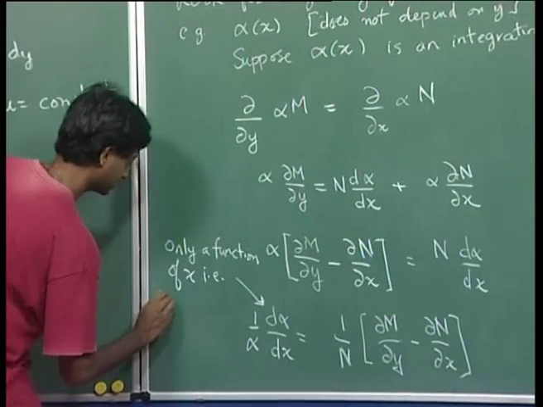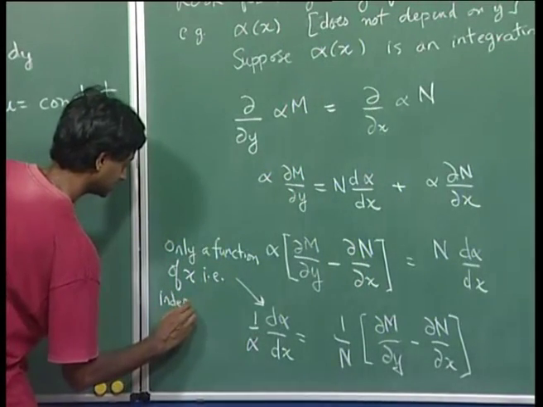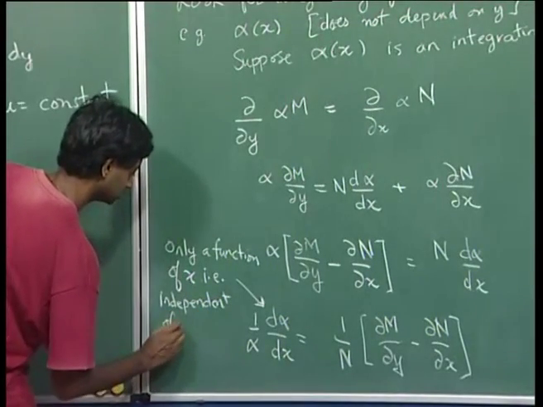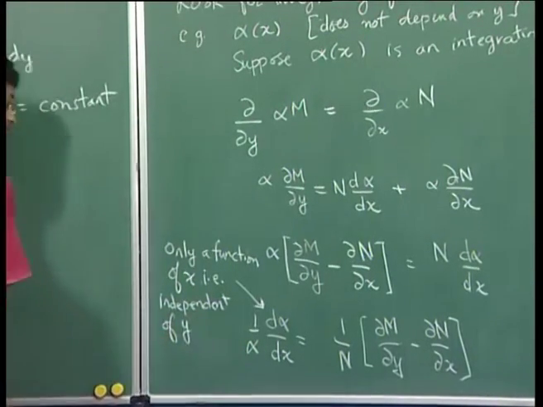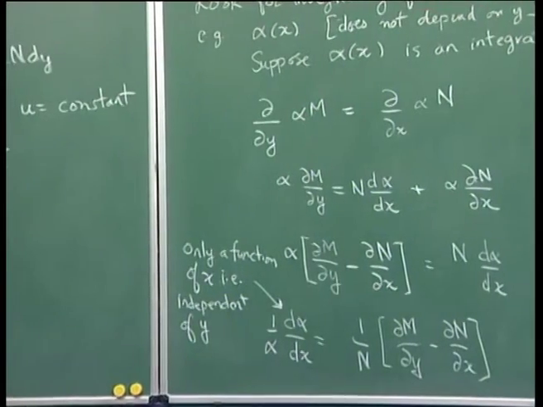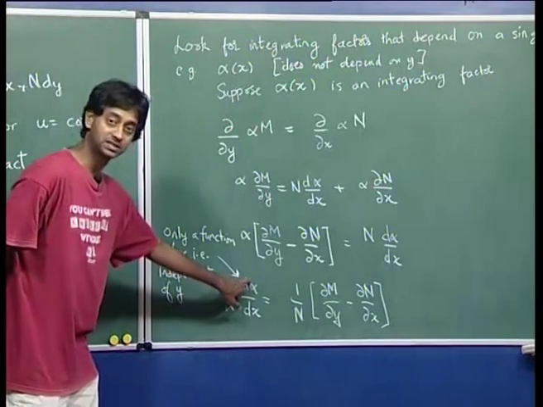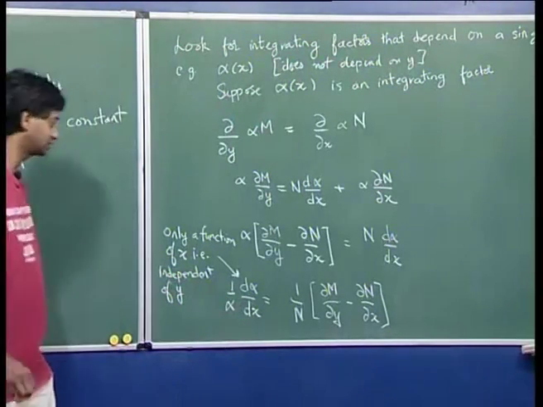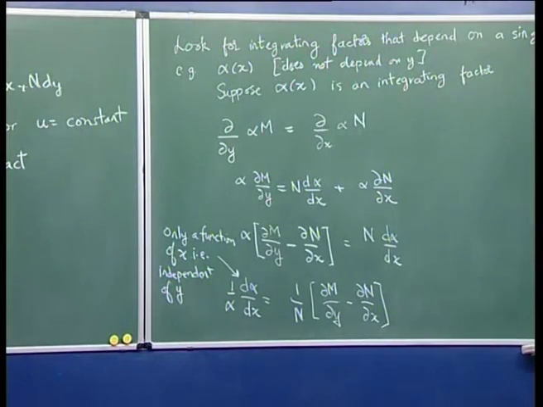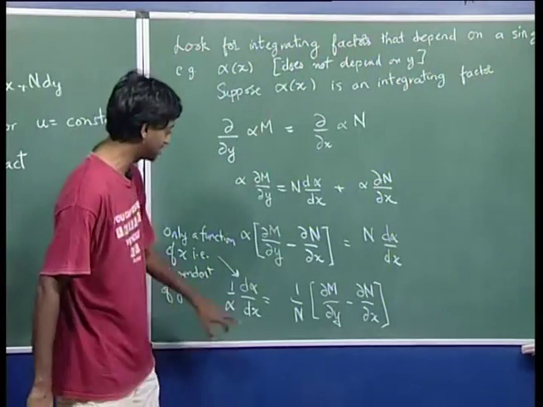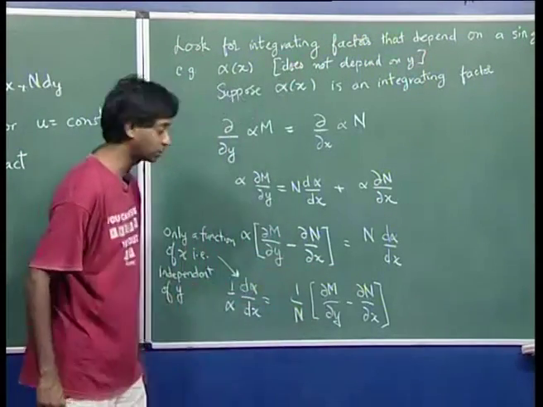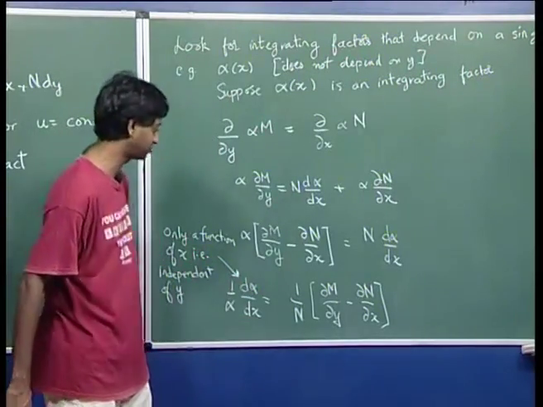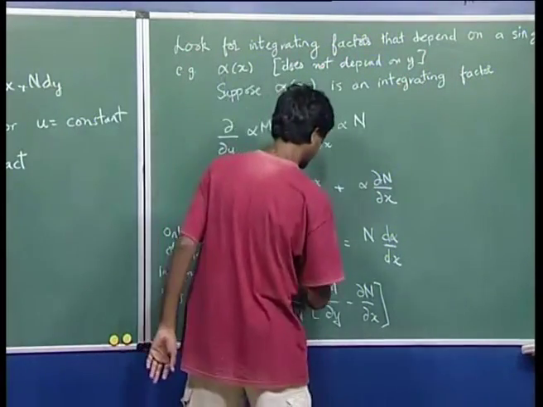I.e. independent of y. Okay. So, since alpha is only a function of x, d alpha by dx will only be a function of x, and 1 over alpha d alpha by dx will only be a function of x. So, the condition for alpha to be an integration factor is that the right hand side should also be independent of y. So, the right hand side has to be independent of y.